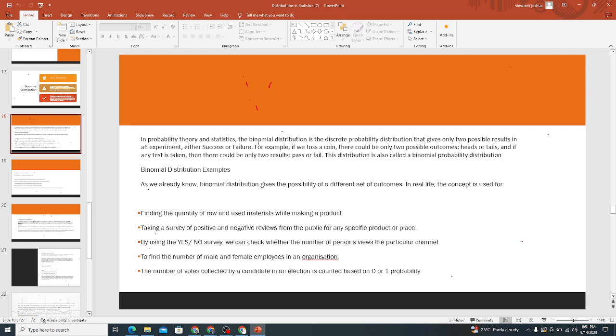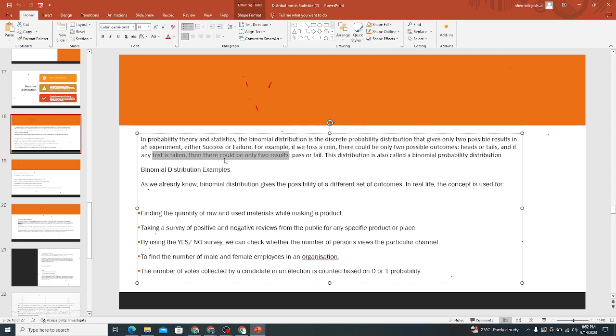Then we are saying that, for example, if we toss a coin, there could be only two possible outcomes, either head or tail. If any test is taken, then there would be only two results. Like when we do an exam, we always have two results. Either you've passed or you failed.